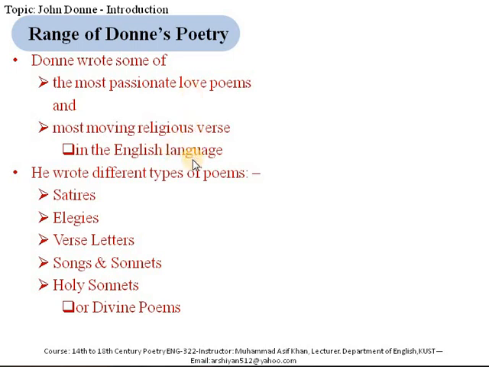Another division for the poetry of John Donne is that it can be separated into 3 compartments. The first one is amorous poetry, the second one is metaphysical poetry, and the third one is satirical poetry. Common subjects found in the poetry of John Donne are love, death, and religion. So love, especially in his early life, death, especially after his wife's death, and we also see religion in the last part of his life. So this is the wide range of John Donne's poetry.